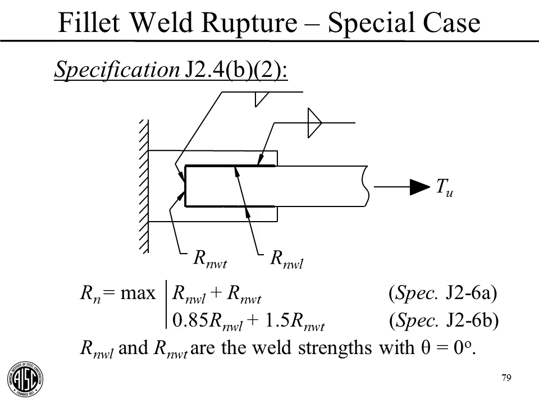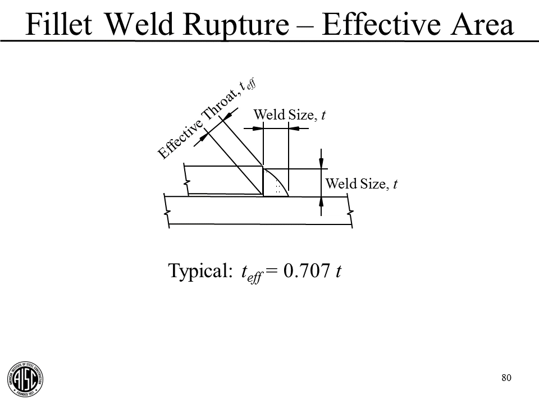All right, now with that, let's talk about the effective area of a fillet weld. And you see here a fillet weld connecting a couple of plates. They're lapping there, and the weld size we will denote as lowercase t. And we're going to assume that the weld's going to look something like this. It may be more convex than that, but it's going to look something like this.